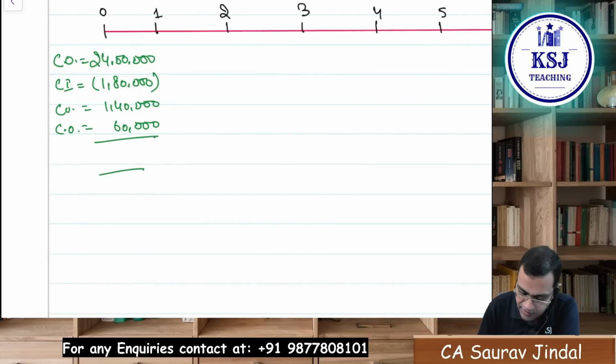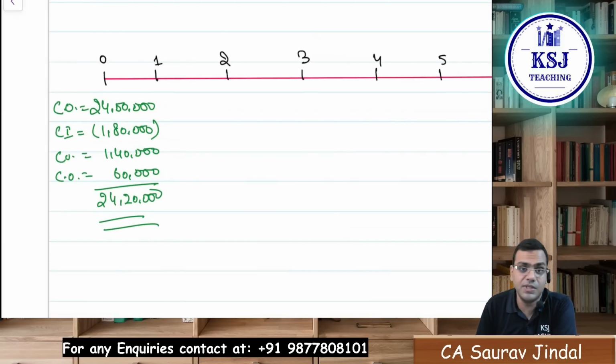So what will be the net cash outflows at zero period? 24 lakhs plus 1,40,000 plus 60,000 minus 1,80,000. That comes to 24 lakhs 20,000. That will be at zero period.